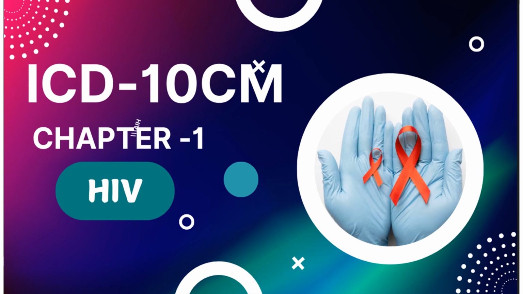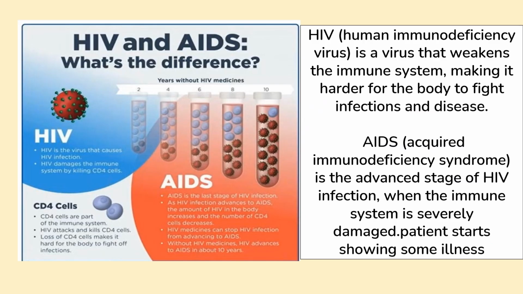So today we are going to begin with the ICD, and this is chapter 1, and in that I'll be covering three subsections, that is HIV, COVID and sepsis. Now let us understand what is HIV and AIDS.